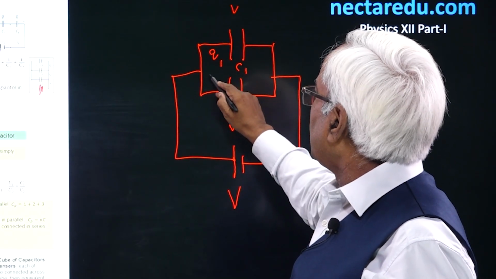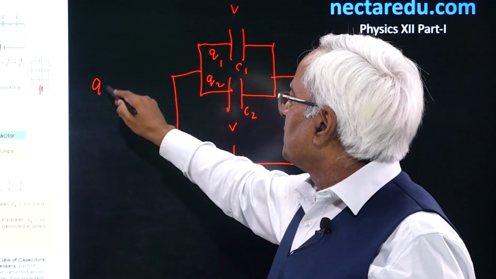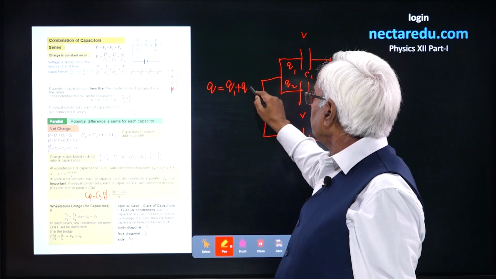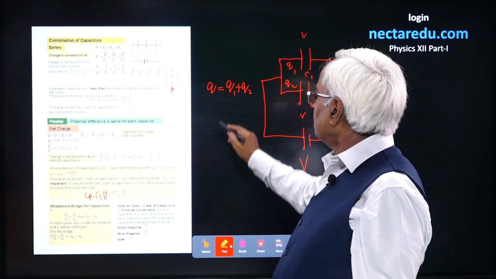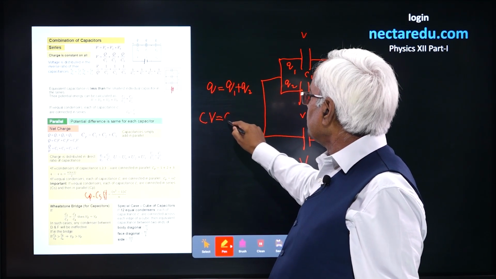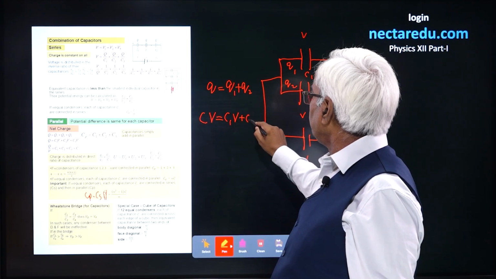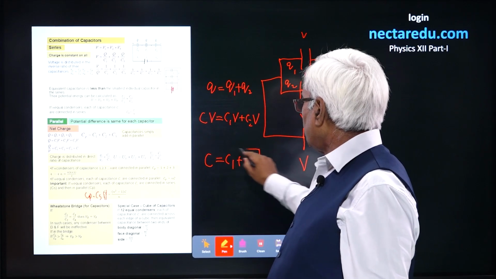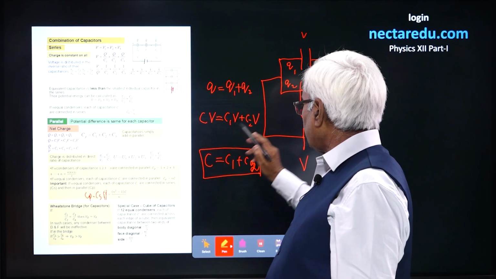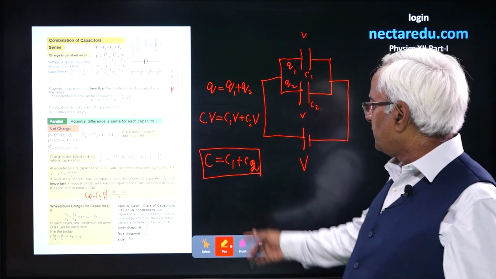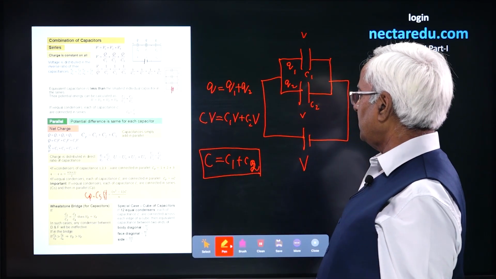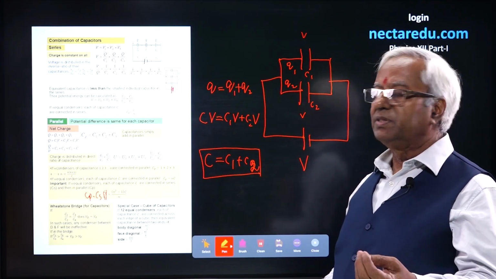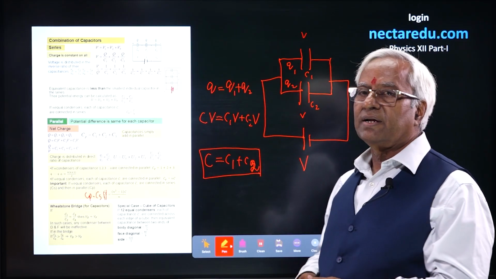Say it is Q1 and Q2. Then in that case, Q will be equal to the sum of the two, Q1 plus Q2. If there are three, you could continue. And by using Q equals CV, this relation C1V plus C2V, you get the simplest result for combining the capacities of the condensers. It is equivalent capacity. Obviously, here the equivalent capacity will be greater than the biggest value in the group that we used here.